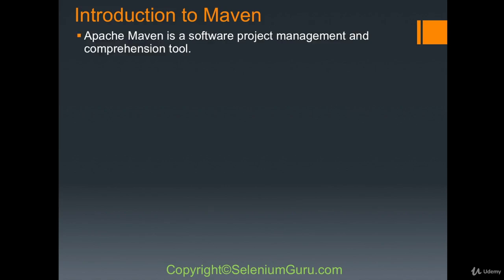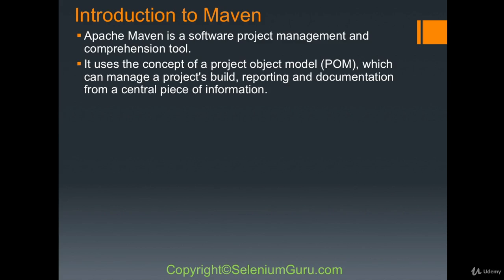So what is Maven then? Apache Maven is a software project management and comprehension tool. Just like I said before, Maven is a software project management tool. It uses the concept of a project object model called a POM, which can manage a project's build, reporting, and documentation from a central piece of information.